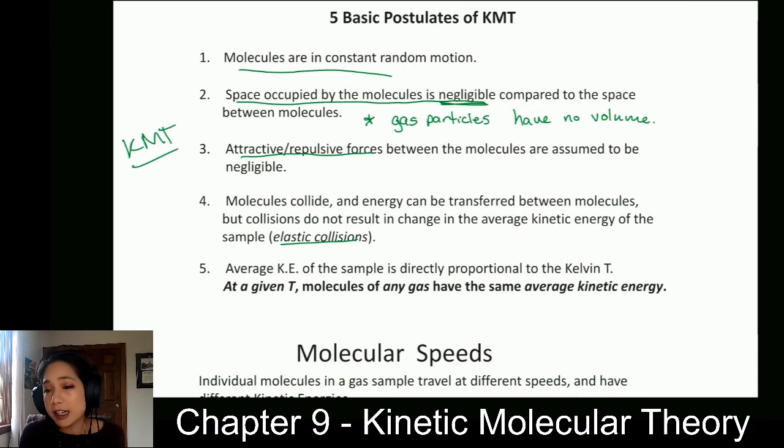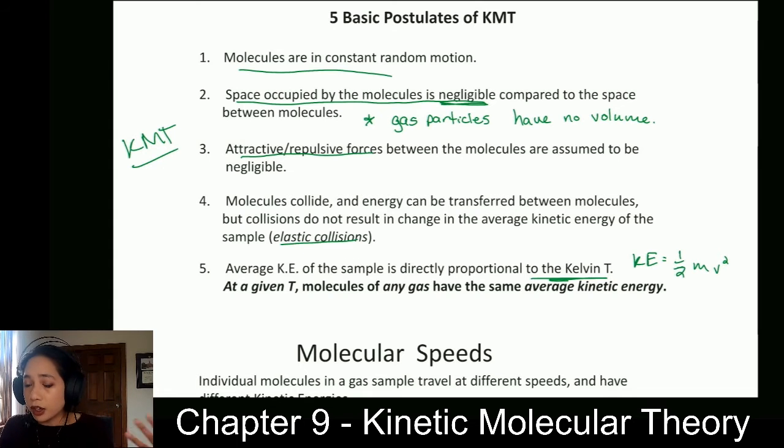And then finally, the last postulate is that the average kinetic energy of the sample is directly proportional to the temperature in Kelvin. At any given temperature, molecules of any gas will have the same average kinetic energy if you compare different samples. And we know from a physics standpoint, kinetic energy is directly related to speed, because kinetic energy, the energy of movement, equals 1/2 mass times velocity squared.